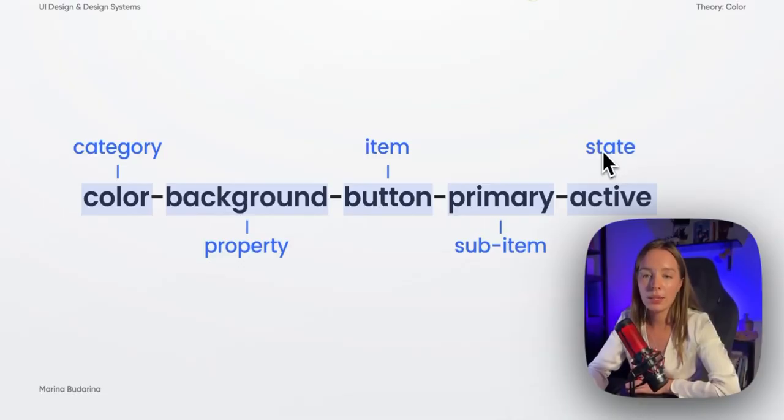The next one is an item or a component. It answers the question, what component is it affecting? It can be input, button, segmented control, checkbox, tab, link, and so on.